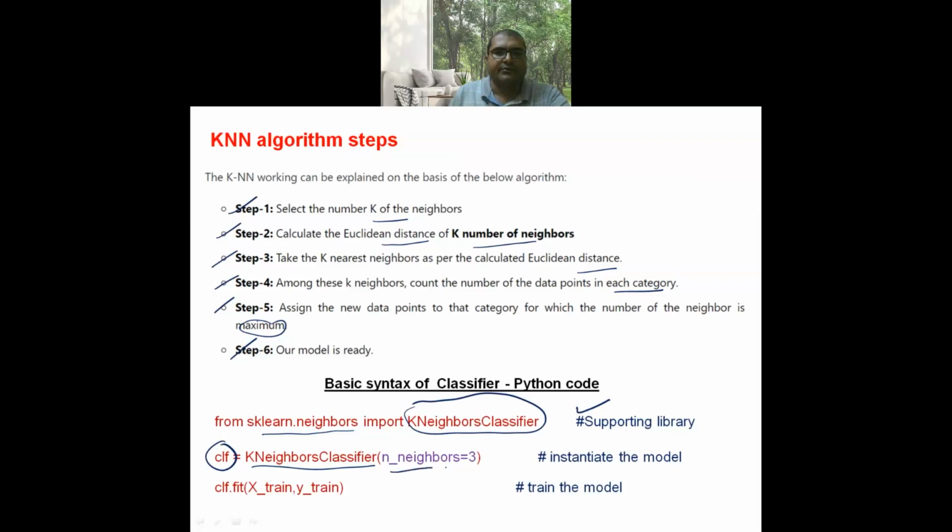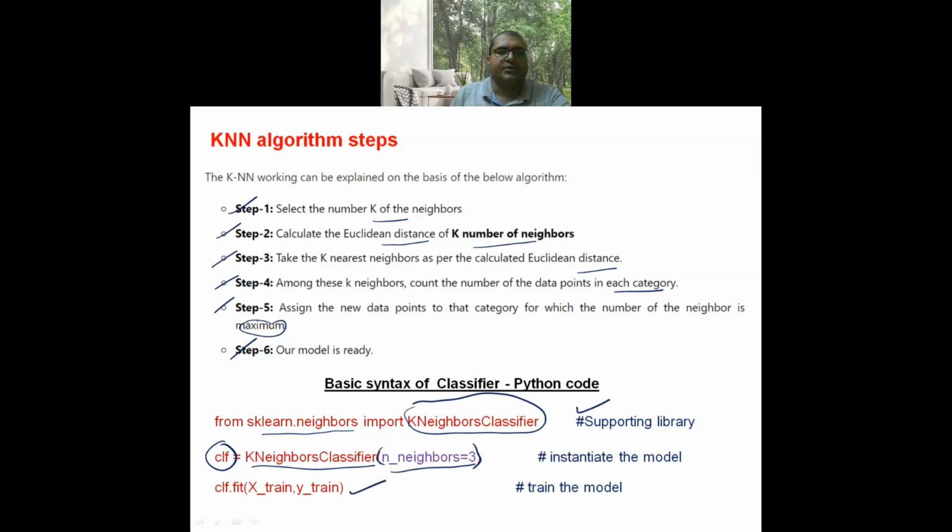The change with the previous algorithms is that within the brackets the number of neighboring values are given. The K values are to be assigned within the bracket. The syntax is within the bracket n_neighbors is equal to, if the value of K is 3 then it is equal to 3. If the value of K is 5 then here you need to assign 5.